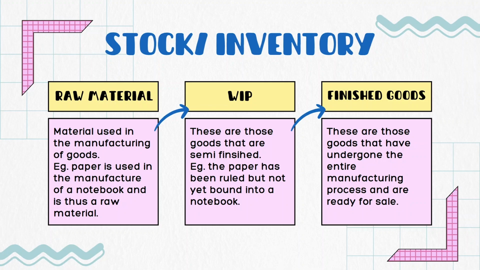Next, we have work in progress. Now, these are those goods that are semi finished, they are not yet complete. Paper in my paper factory has been ruled, but it has not been bound. Thus, it is still a work in progress, and I can't sell it, and I can't classify it as a finished good also. Next kind of inventory is the finished goods. Now, these are those goods that have undergone the entire manufacturing process and they are ready for sale. So, that would be a ruled and a bound notebook, which is appropriately packed.